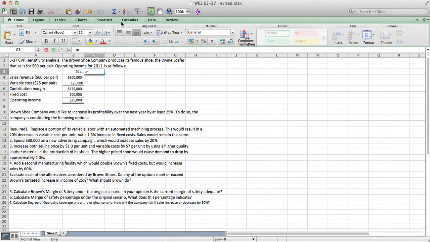So before we do that, I think what we need to first look at is we need to actually come up with the units sold. So in 2011, we had $300,000 worth of sales, and we know that each pair of loafers sold for $60. So we need to reformat this because this is no longer in dollars. This should be just a plain old number. So there we see that we have 5,000 pairs of shoes that were sold.